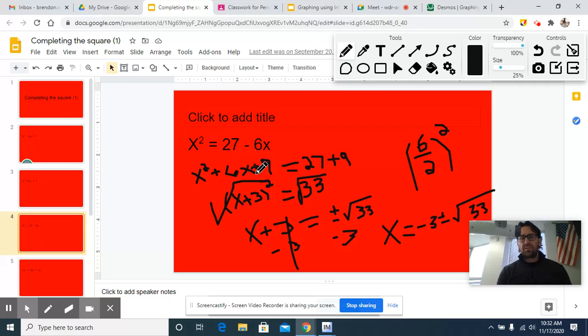So the first thing we did was we moved everything over to one side except the number without the variable. So that 27 stayed on the right. And then we did the b over 2 squared. 6 divided by 2 is 3. Squared is 9. So we plus 9 here, plus 9 there. We factored x squared plus 6x plus 9 into x plus 3 squared. Because it's squared, we got to take the square root of both sides to get rid of that squared. And then we just solve the equation from there. Okay.